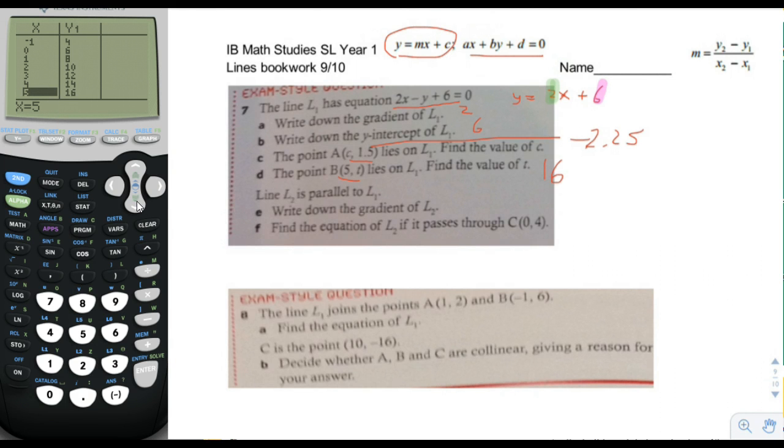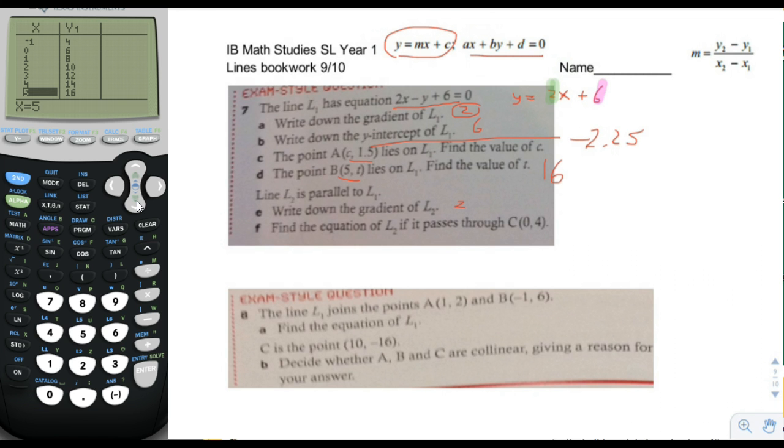16. Then they say L2 is parallel to L1. Write down the gradient of L2. Okay, so basically they're just checking to see if you understand that parallel lines all have the same gradient. So if the gradient of L1 is 2 and L2 is parallel, then the gradient of L2 is also 2. Find the equation of L2 if it passes through 0, comma 4.